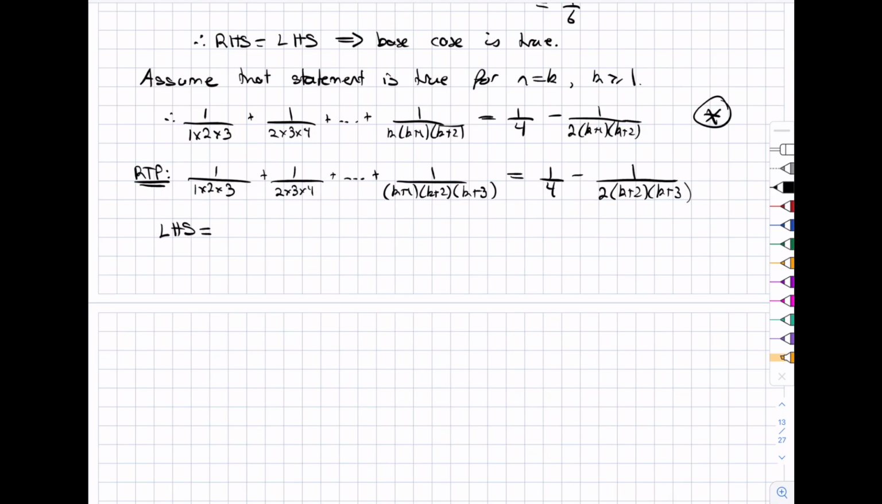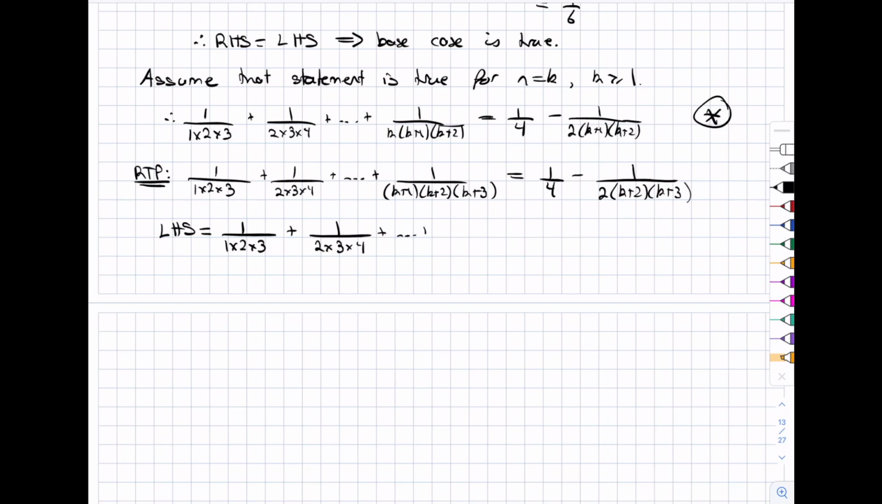We really need to write this out again. It's not appropriate to just say left-hand side equals and then start simplifying it or doing some sort of algebra. We should write it out first and then go and do the algebra. So 1 on 1 times 2 times 3, 1 on 2 times 3 times 4.